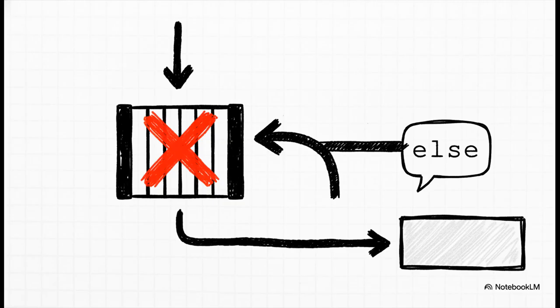But what if the condition is false? What then? Well, that's where else comes into play. It's the default path, the otherwise option. If the if condition isn't met, the program just naturally takes this other route. So together, if and else create a perfect fork in the road for your code.